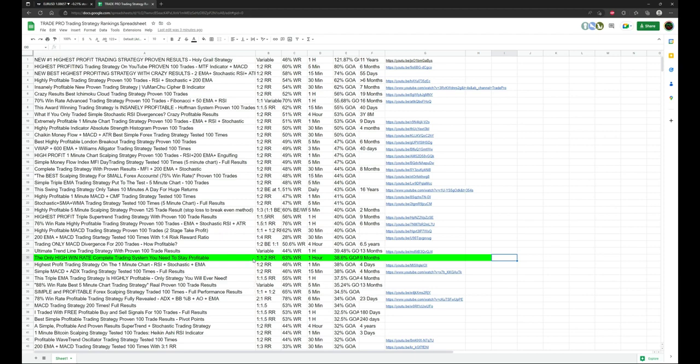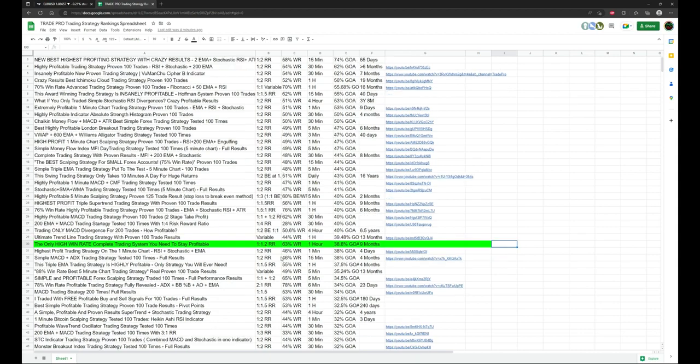So perhaps we test this one using a 1 to 2. We may see it bump up into the higher rankings, but already performing very well and quite a high win rate for a 1 to 1.2 risk to reward ratio strategy.